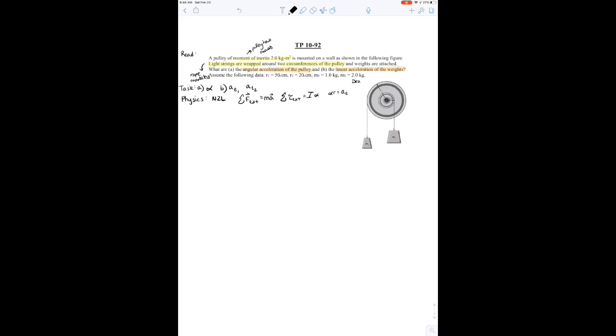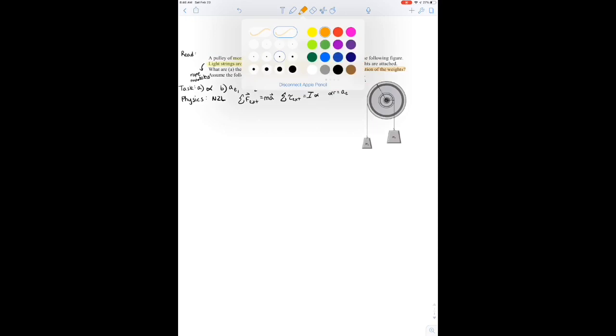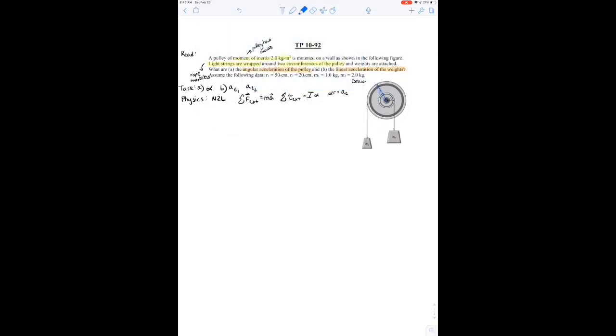That brings us to the draw step. We have a really good drawing here. I'm just going to highlight the fact that the radii of the circles are different and highlight them a different color. And then that brings us to givens.